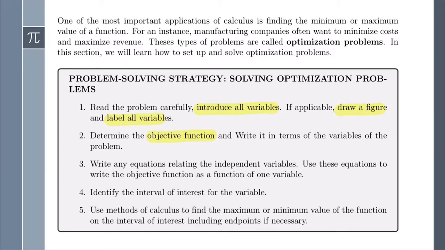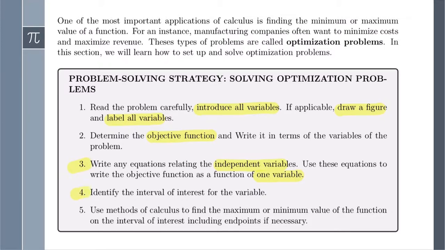Other than the objective function we might have several other equations, so we have to write those equations relating the independent variables. This is very important. We are going to use these equations to write the objective function as a function of one variable. That's what we need to do. Otherwise, we cannot find the maximum or minimum if we don't write the function as a function of one variable. So this step 3 is very important.